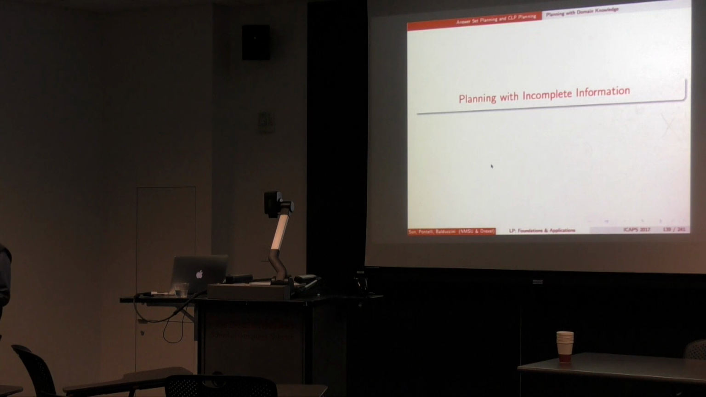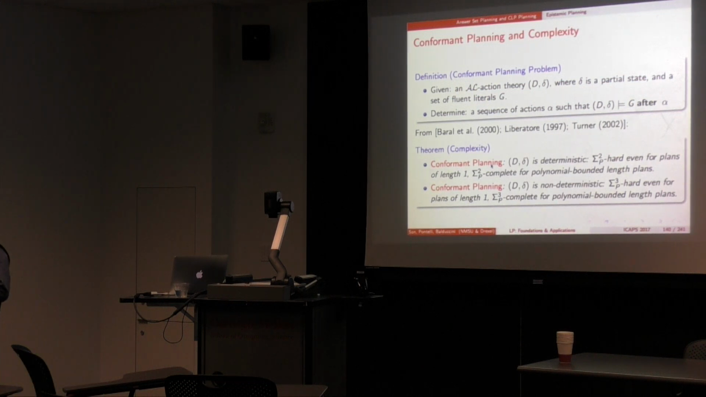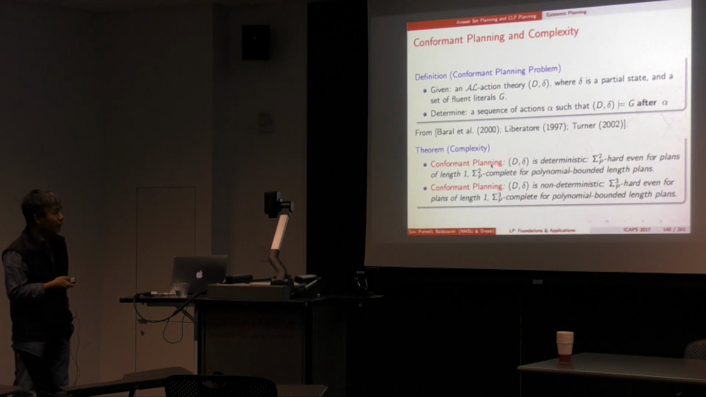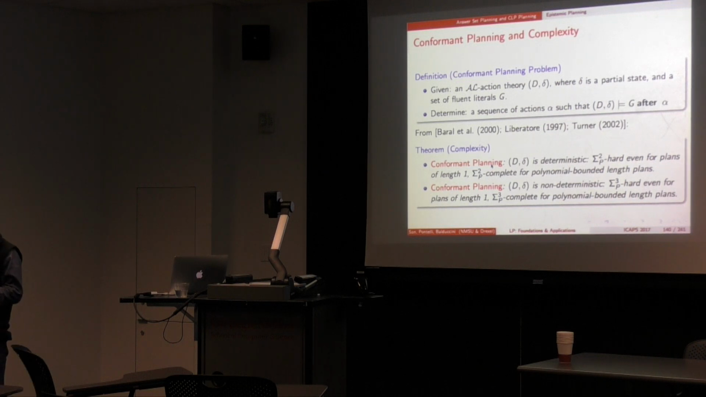So now I'm switching a little bit. I will show you how answer set programming deals with incomplete information, conformant planning, and conditional planning. Conformant planning and conditional planning basically address the issue when we have incomplete information, as well as sensing actions. The complexity of these problems is higher; these are harder problems compared to the classical planning problem. And here are just some examples of that.